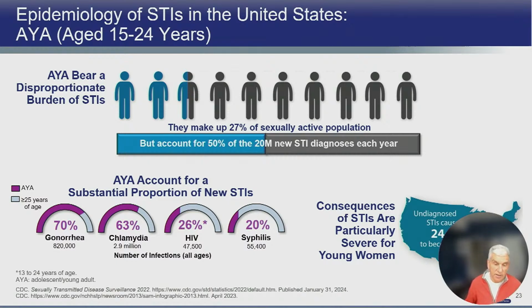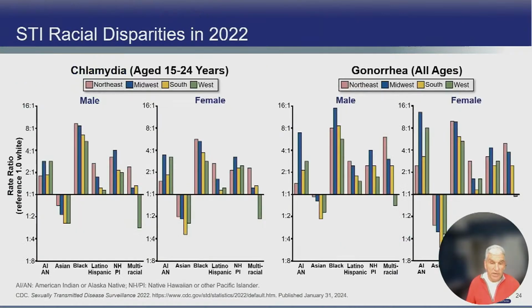When you look at this greater than 50%, you can see that they make up 70% of gonorrhea, 63% of chlamydia, 26% of HIV, and 20% of STIs. And the impact of this is particularly true for younger women. So this group is at unique risk for STIs. There are racial disparities and gender disparities, as well as geographic disparities for this as well.